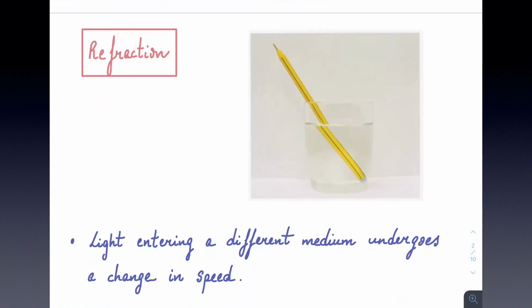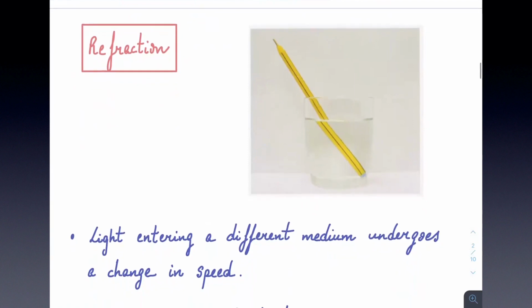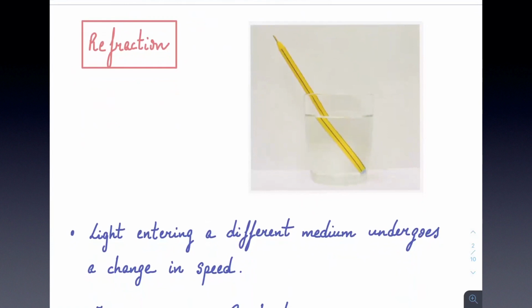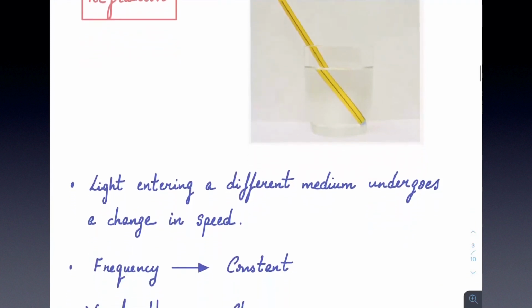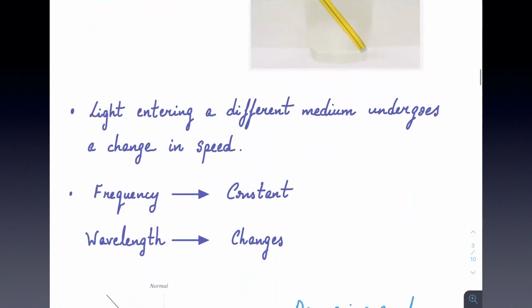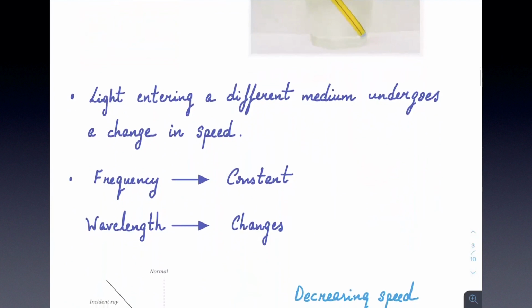Refraction occurs due to the fact that when light enters a different medium, it undergoes a change in speed. Its frequency remains the same, whereas the wavelength changes. So light entering a different medium, we're saying that it undergoes a change in speed, where the frequency remains constant and the wavelength changes.